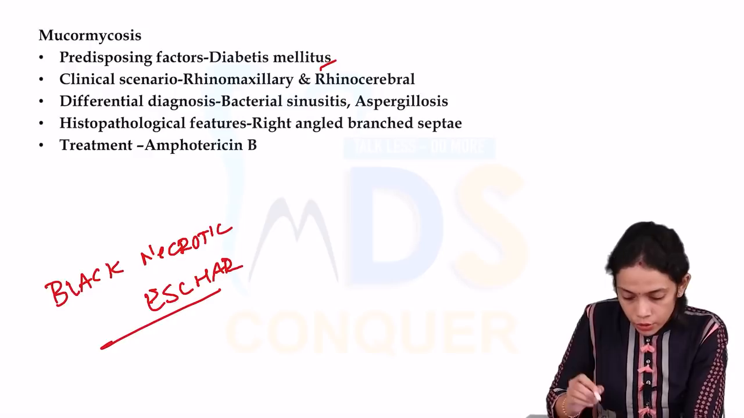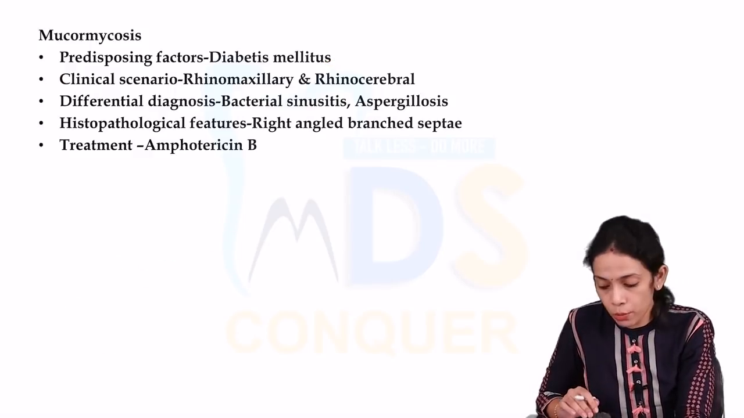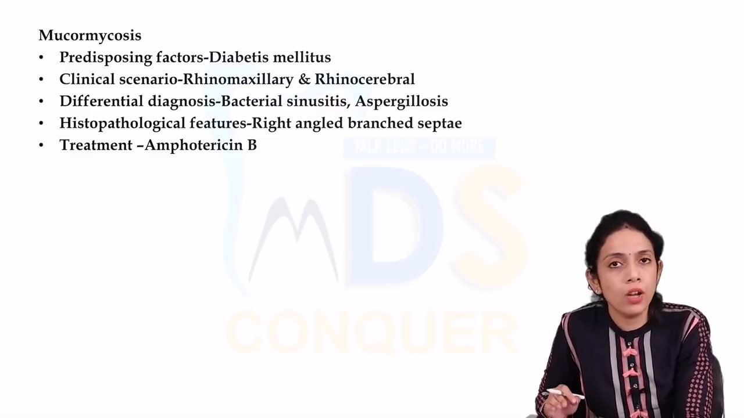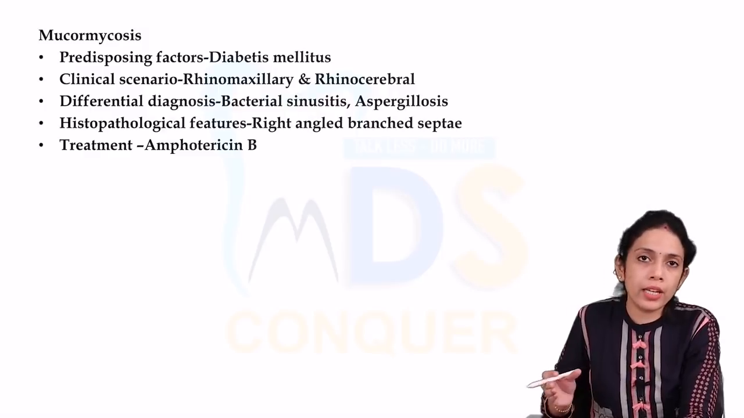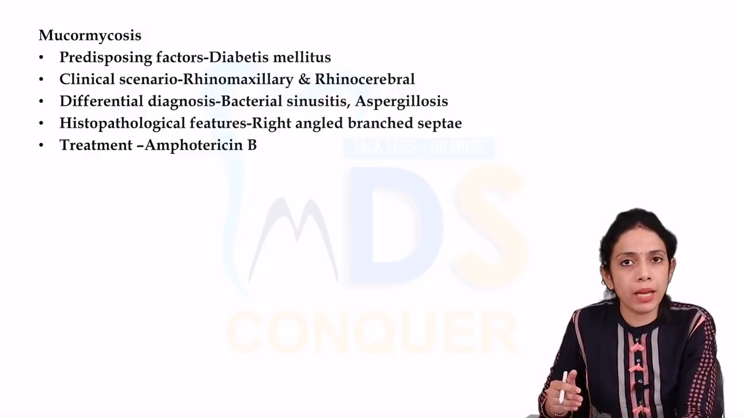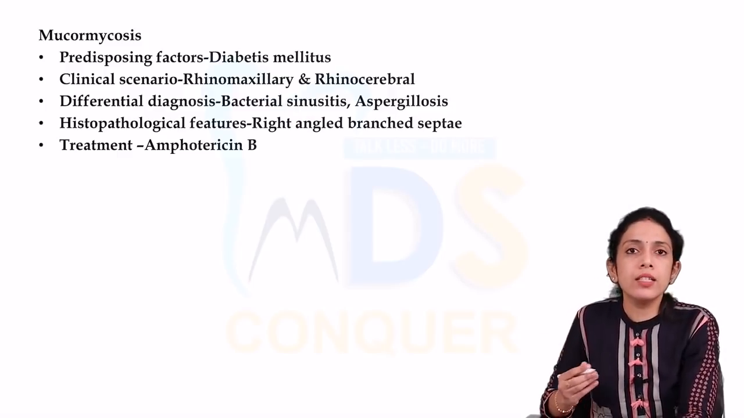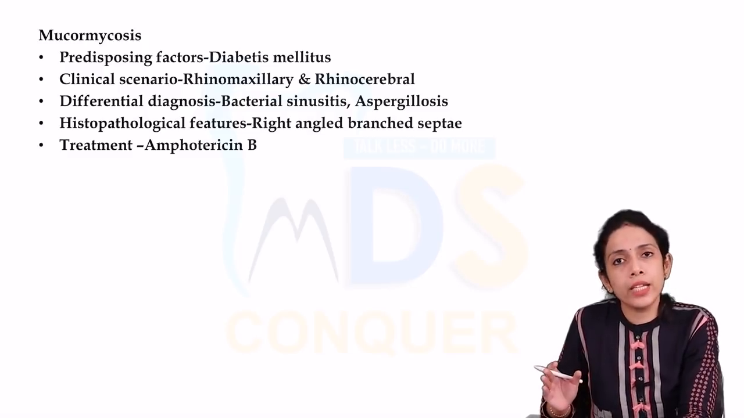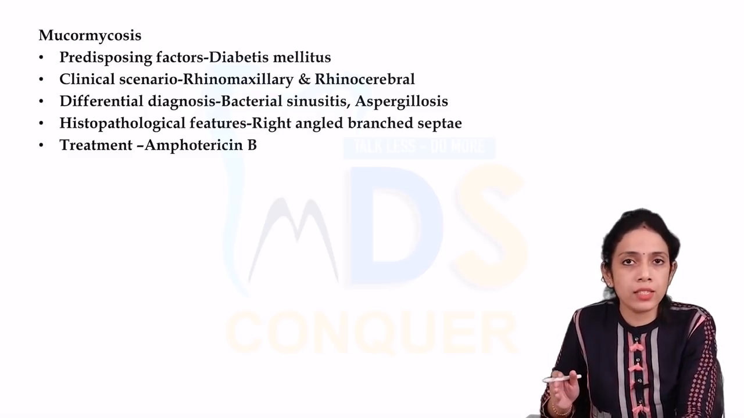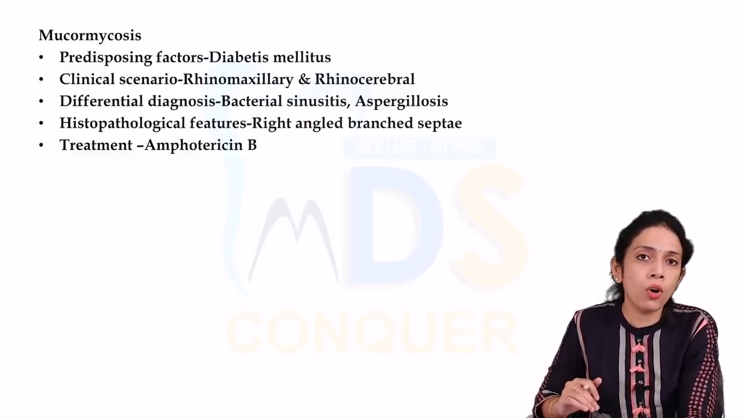And next, coming to the clinical scenario regarding the mucormycosis. There are rhinomaxillary and rhinocerebral forms of mucormycosis. So rhinomaxillary can involve the nasal cavities, it does involve the maxilla, and also it has a tendency to involve the brain. Why? Because the hyphae of this particular fungal disease can spread to the dural sinuses like the cavernous sinus, via which it can spread to the brain, and also it can spread to the orbits.